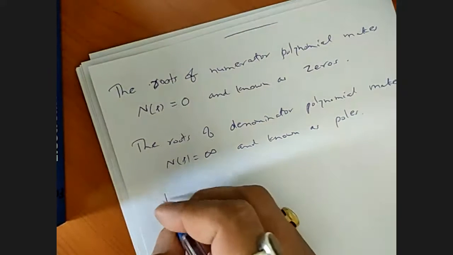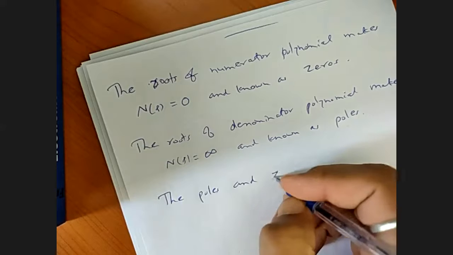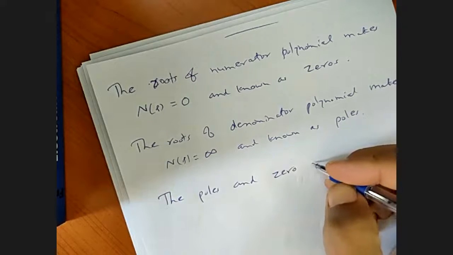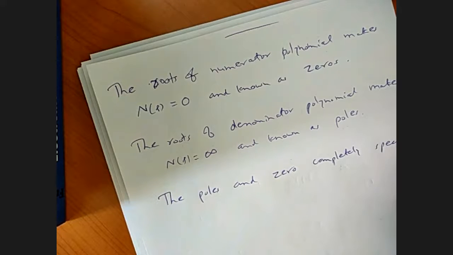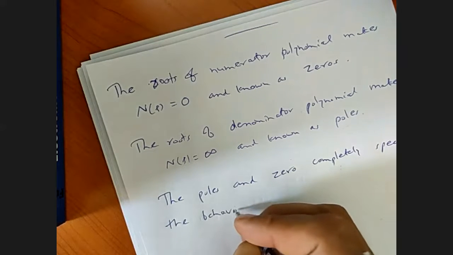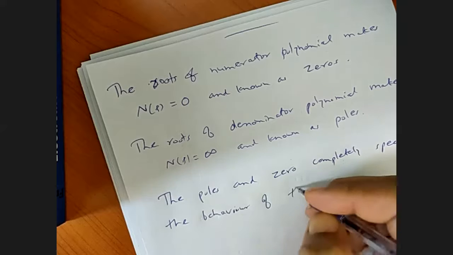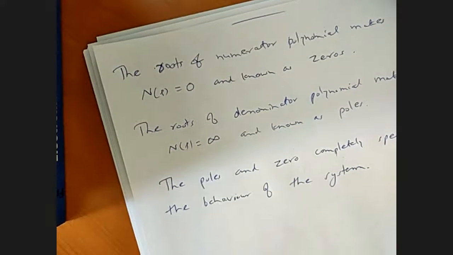And the poles and zeros completely specify the behavior of the system.